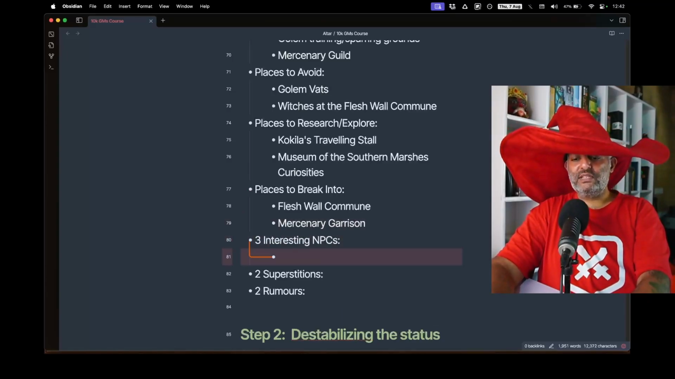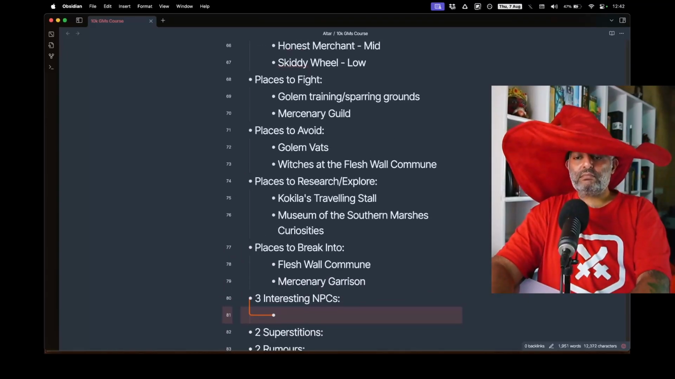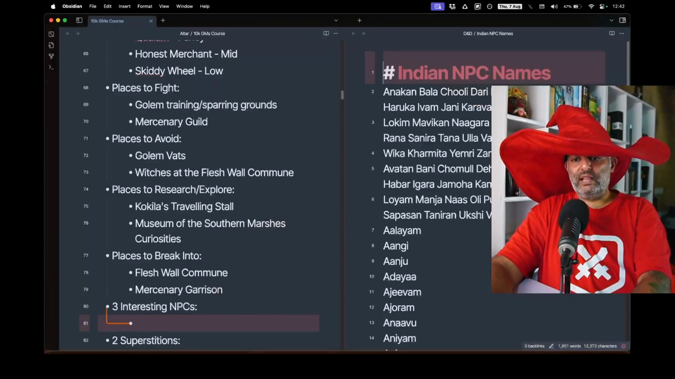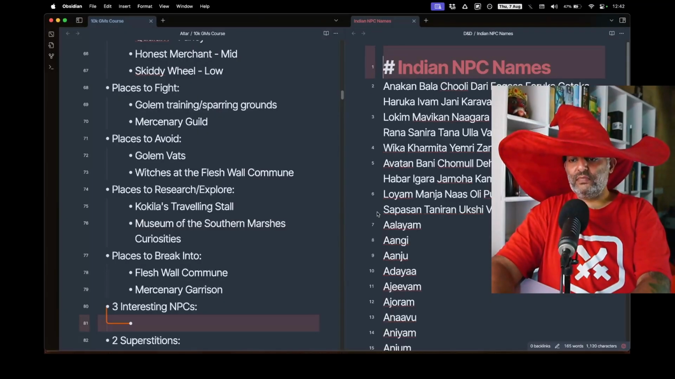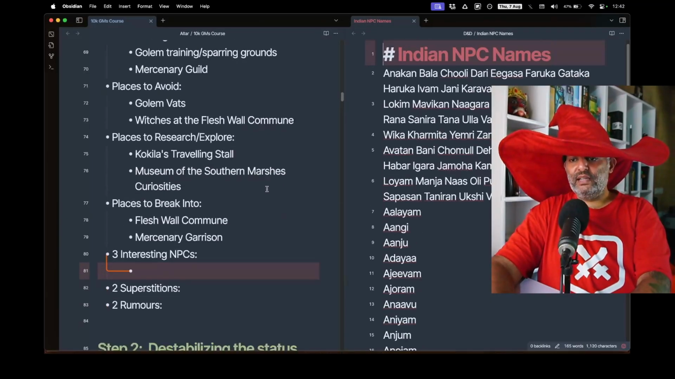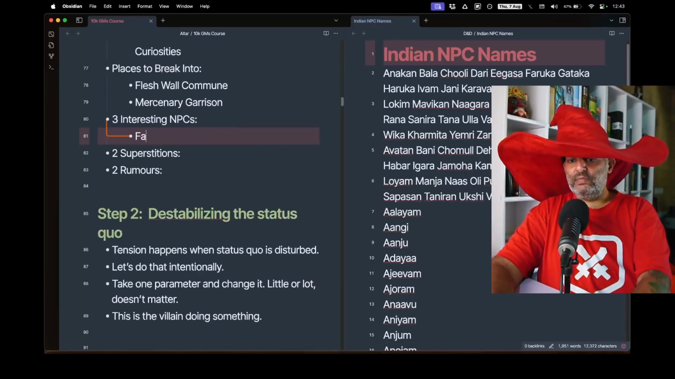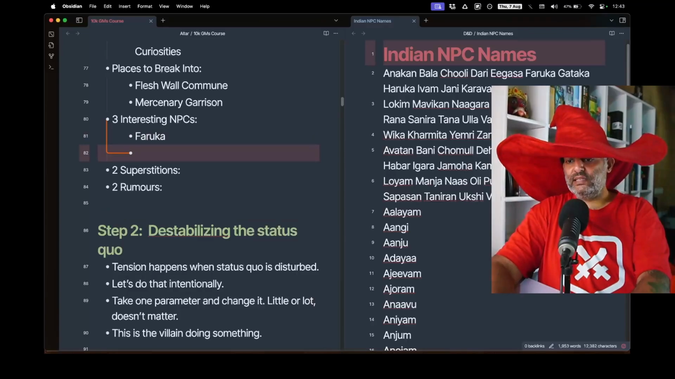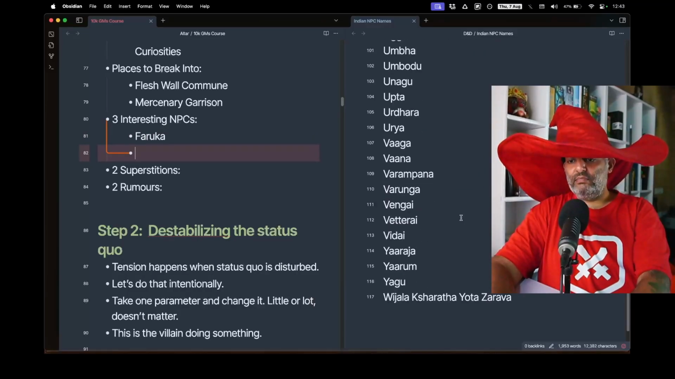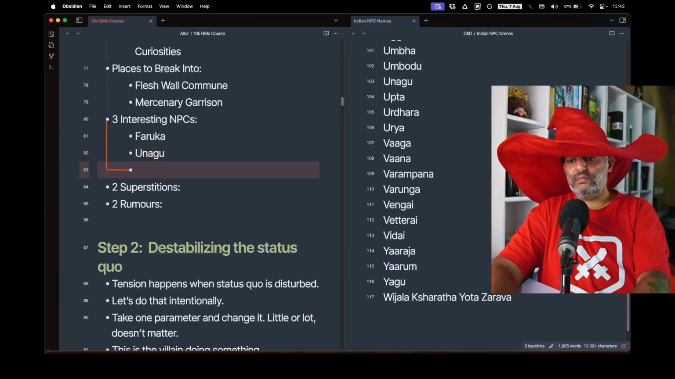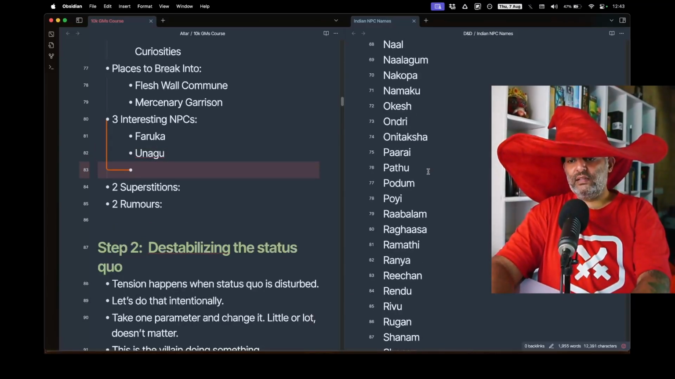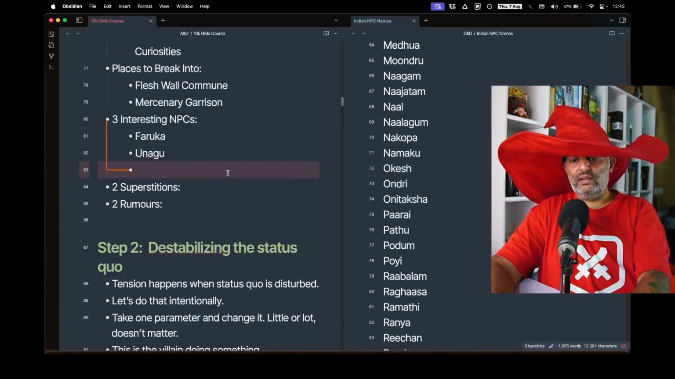All right, 3 interesting NPCs. So this is where we really want to come up with like more names. So I'm just going to randomly pick. Okay, I'm just picking random names. So I like Faruka. I like that. And I like Uria. No, I like Unagu. Unagu. And Okish. Okish is fun to say.